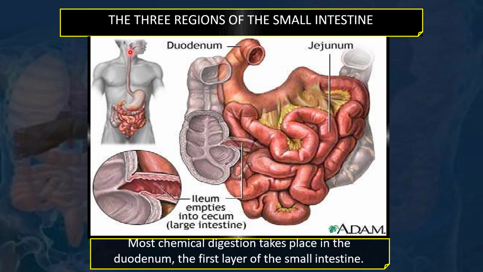So if we look at the digestive system, it starts from the oral cavity, the pharynx, and then the esophagus, the stomach, then the small intestine. First comes the duodenum, then jejunum, then ileum continuing to the cecum, then ascending colon, then transverse colon, then descending colon, then sigmoid colon, then rectum and anal canal.